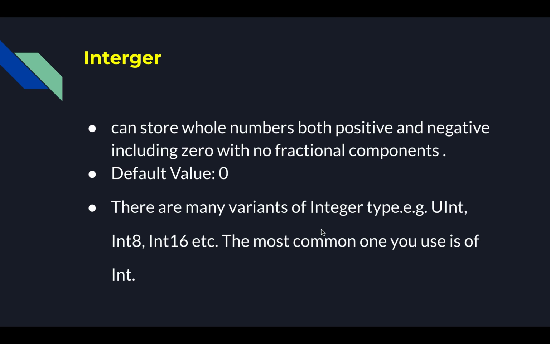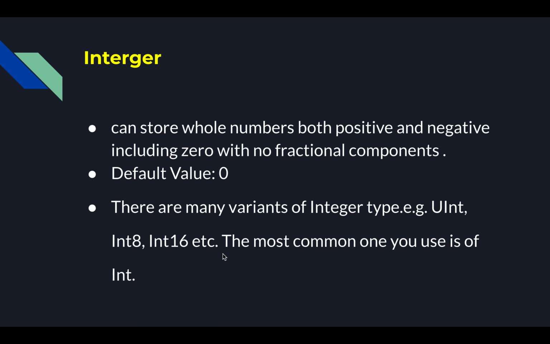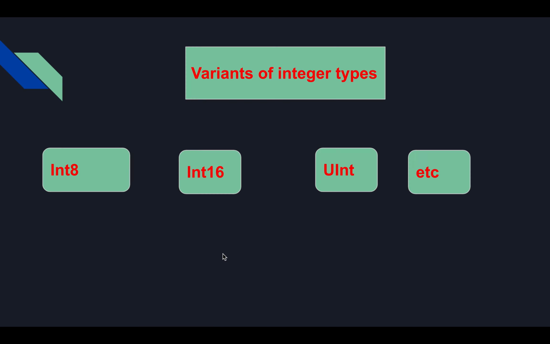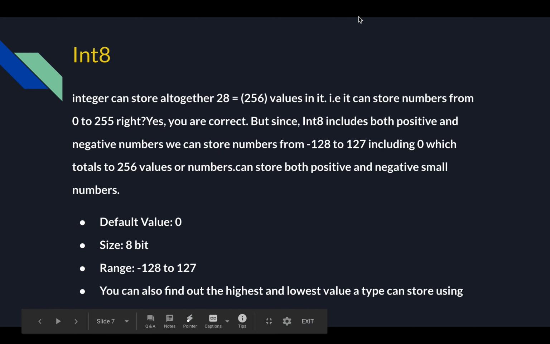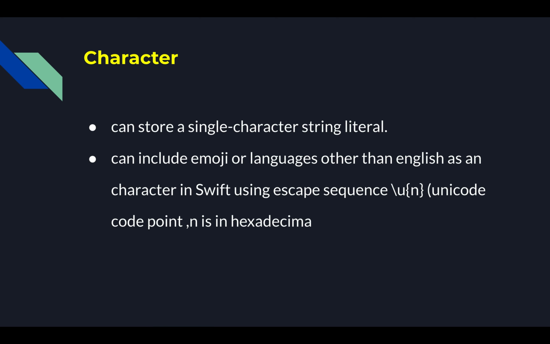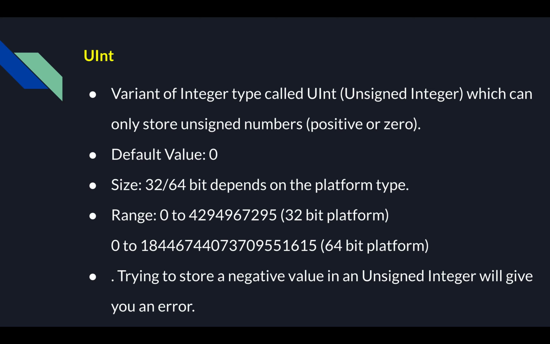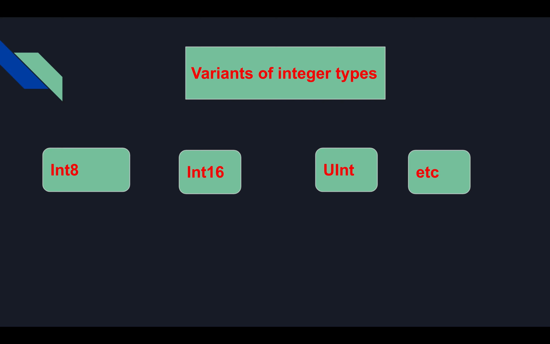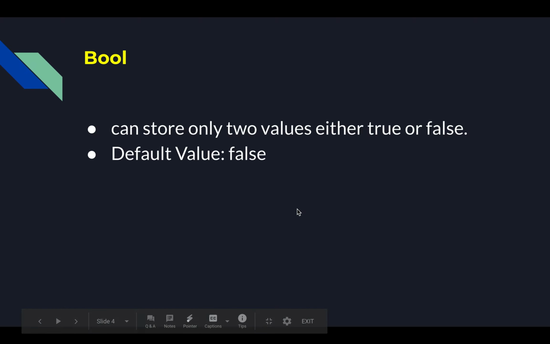There are many variants of integer like uint, int 8, int 16, etc. The most common one you use is int. These are the variants of the integer. Now we will be discussing int 8, uint, float, double, character. Let us move to our playground first, so that it will make you more clear dealing with these things.